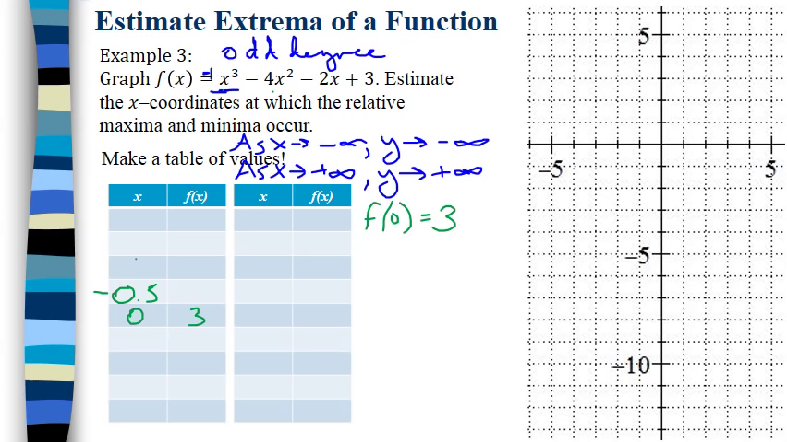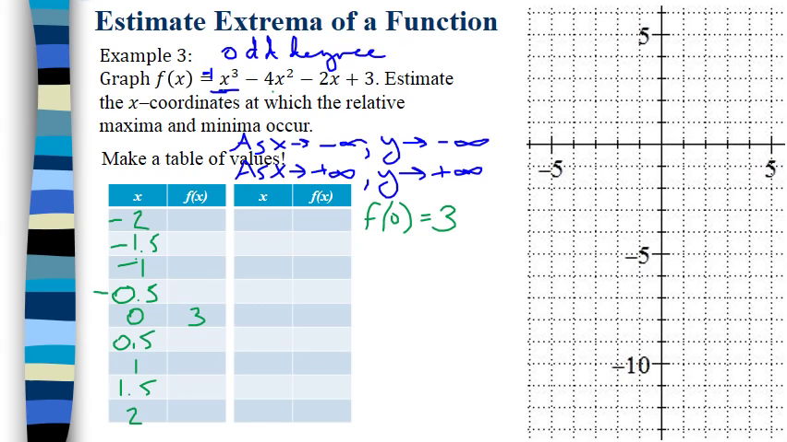Negative 2, negative 1.5, negative 1, negative 1/2, and 0.5, 1, 1.5, and 2. And we'll see what kind of information we get from that. So go ahead and pause the video and find those corresponding y values for the x values we just wrote down.